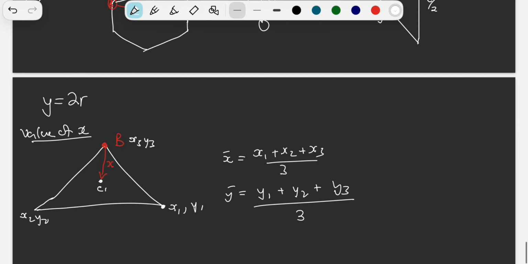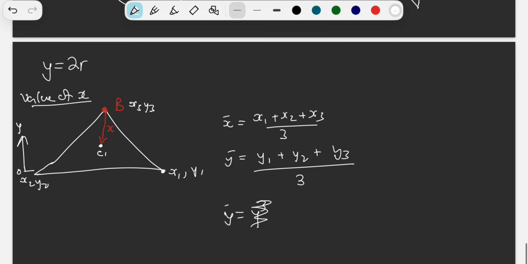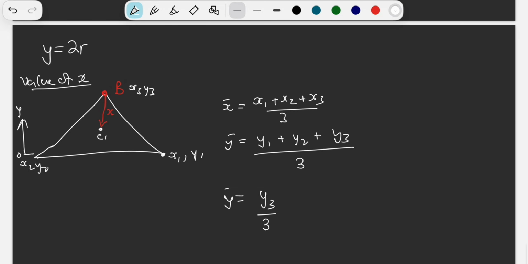Okay, so I can say y1 and y2 are equal, right? So I can say they're equal to 0, and I'm starting at 0 at this point. So you can see that if y2 and y1 are 0, y bar, the average value of your y bar, is going to be y3 divided by 3. Okay, it's going to be the value of the y value up until B divided by 3.